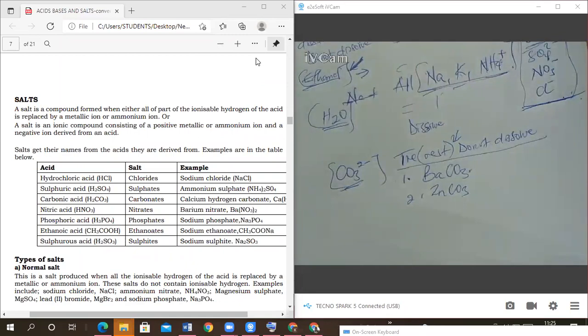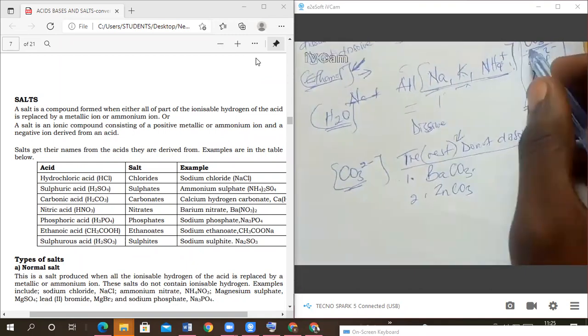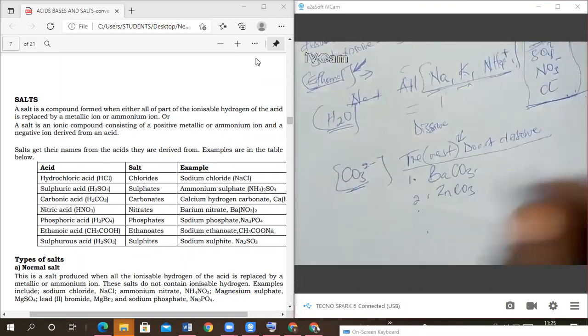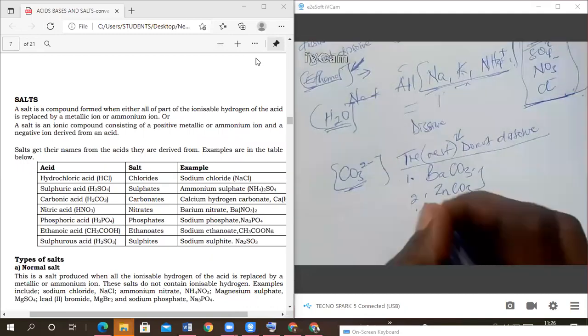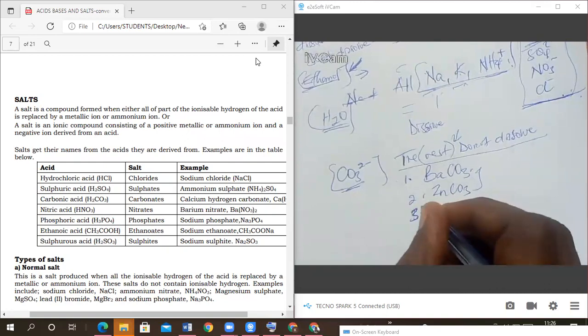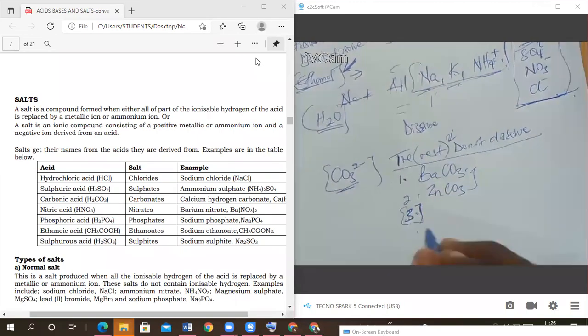Letitia. Apart from sodium, potassium, and ammonium carbonates, give me an example of a carbonate that doesn't dissolve in water, apart from these two, barium and zinc. Cynthia. Is aluminum carbonate there? Aluminum carbonate doesn't exist. It is the only salt that doesn't form carbonates.